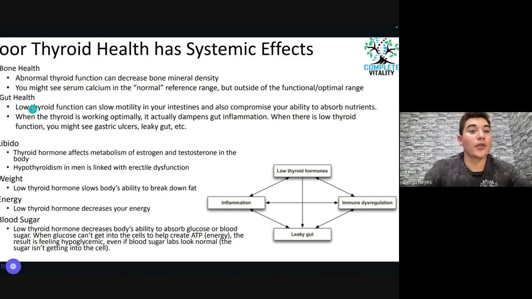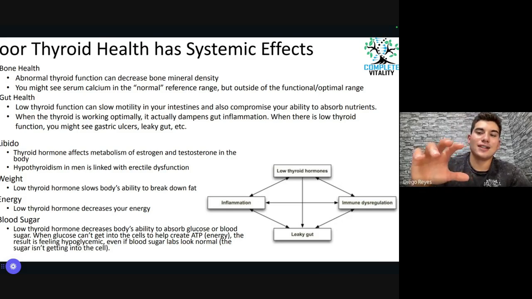Gut health. Low thyroid function can slow the motility in your intestines, your large and small intestines, and then obviously hinder the absorption of nutrients that happen in your intestines. So the majority of your nutrients are absorbed in the small intestine. So if you don't have adequate small intestinal health, meaning your intestines aren't working optimally, you're not going to absorb all the nutrients, so you're going to become nutrient deficient, which then circles back and hinders the thyroid too, because you're not going to have iodine, selenium, and all those.